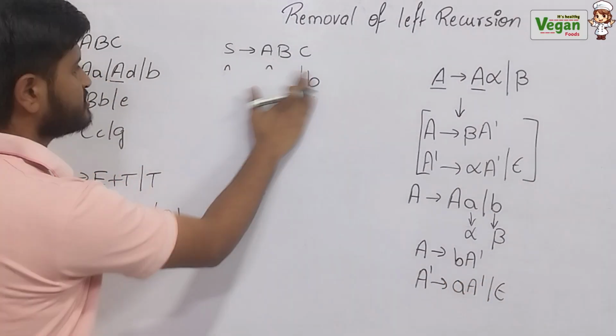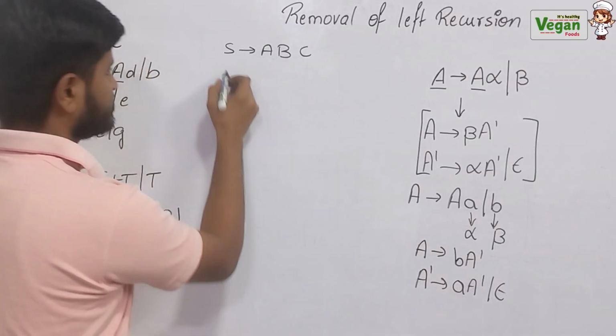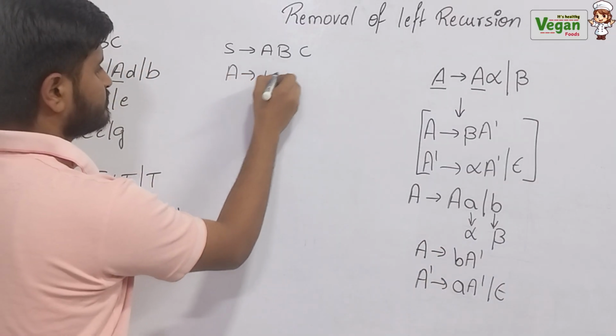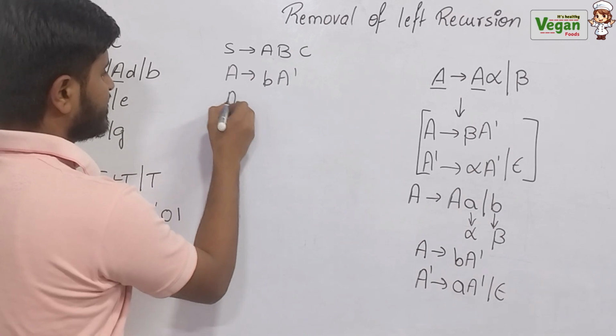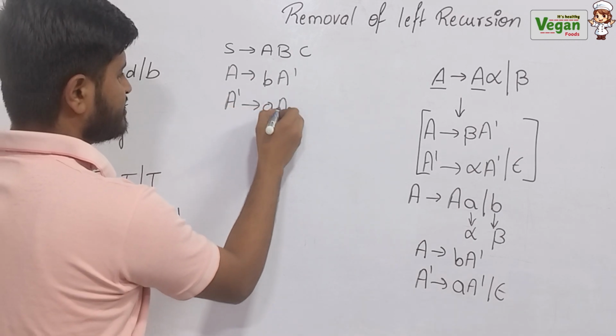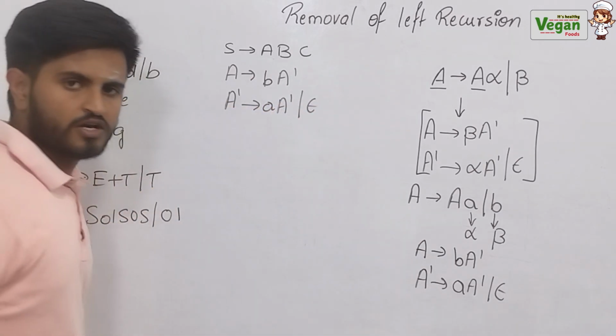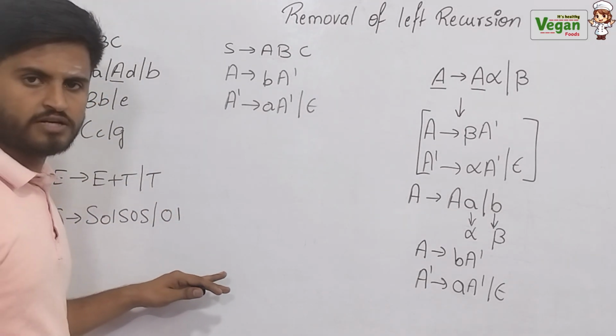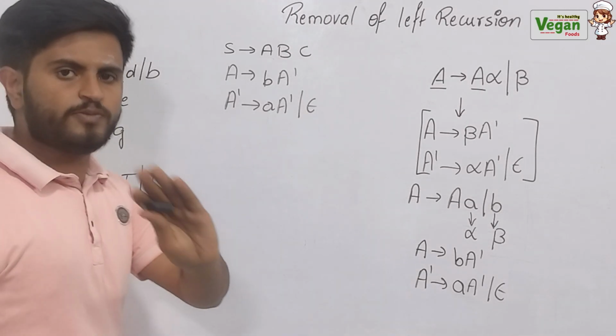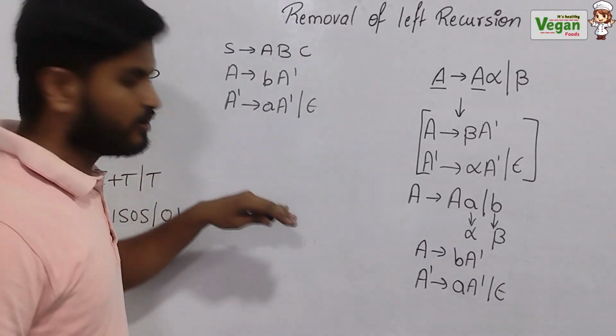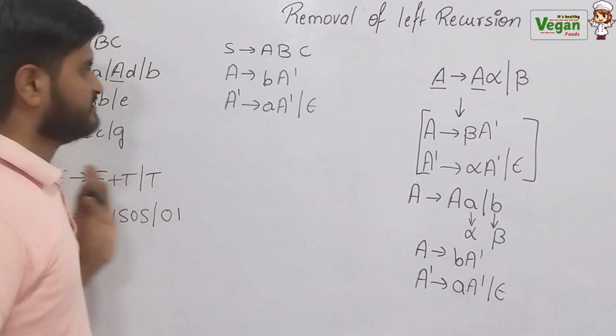So instead of this, you will be writing these 2 productions: A producing b A dash, A dash producing small a A dash slash epsilon. See, up to the end of the question or the end of the video, you will get the concept. So let's solve all the problems, and you will get the concept easily.